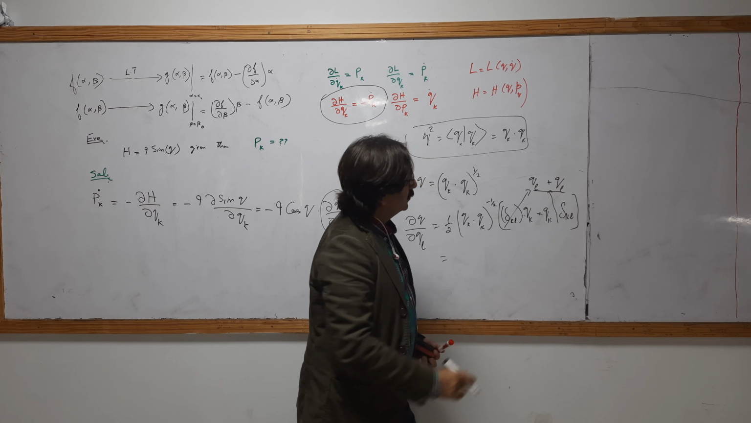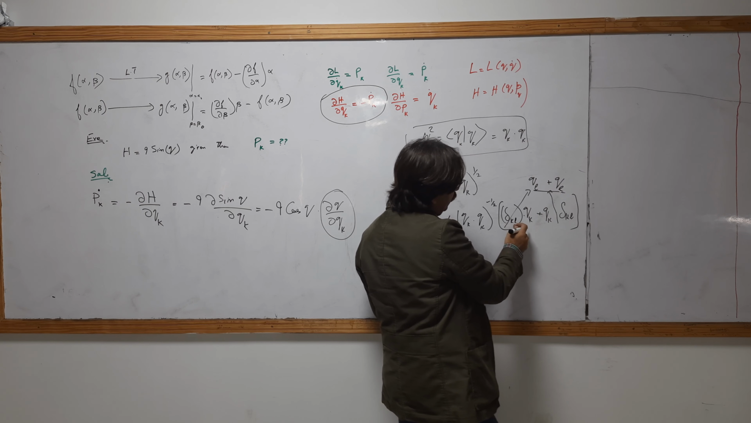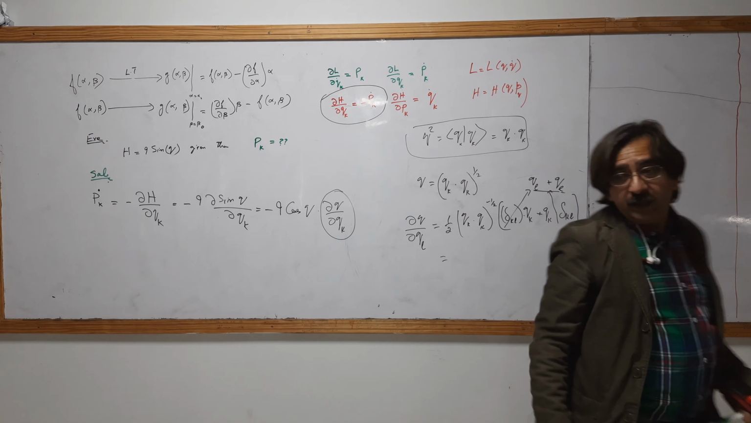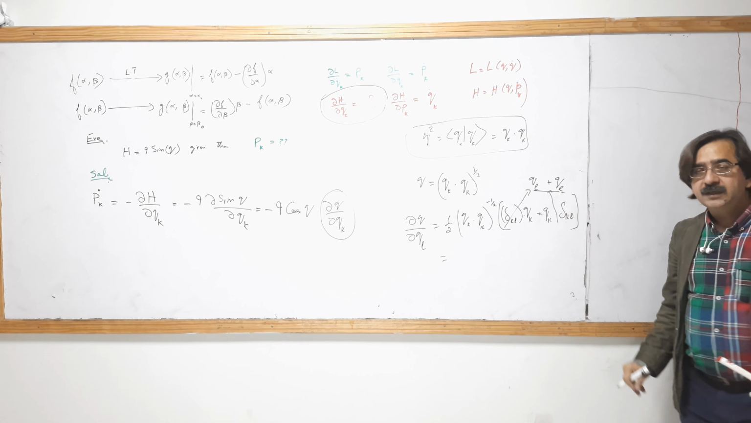Both will be equal to this, because this canonical delta will be defined. Okay. The K will be replaced with the L. Okay. So this will be.